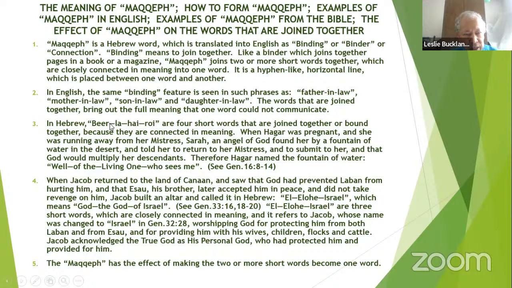In the King James Version, it is left untranslated, and we're just given the Hebrew letters written over by the corresponding English letters, Be'er, La, Hai, Roi. Be'er means well, and this dash and this La means of the. Hai means living one, and Roi means who sees me. So if it were to be translated into English, it would be well of the living one who sees me.